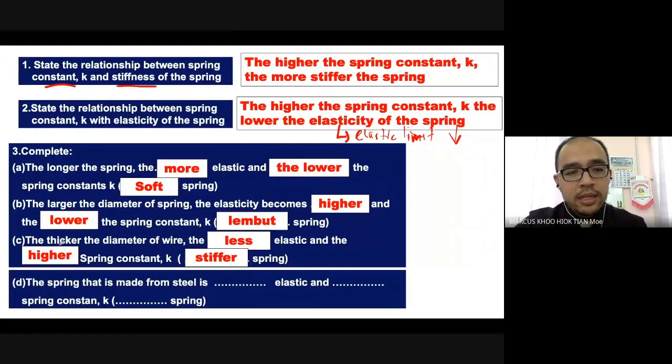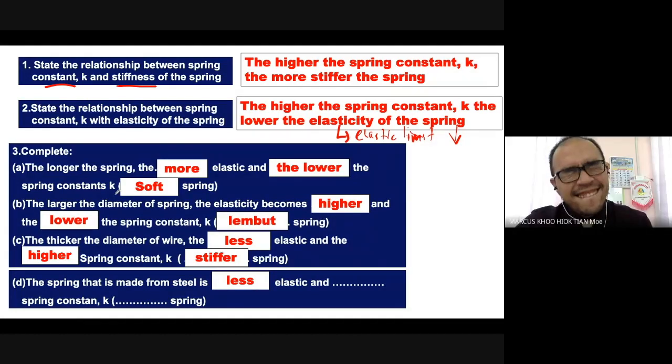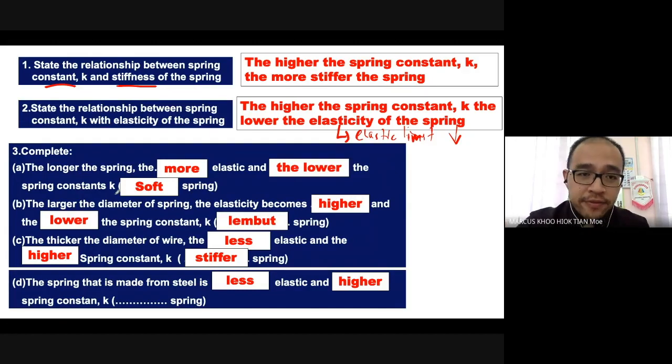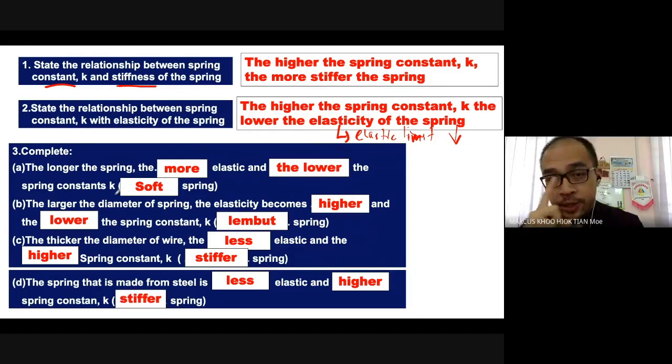Okay, lastly, the spring that is made from steel is less elastic, so it has a higher spring constant. So in terms of soft or stiff, is it a soft spring or a stiffer spring? Okay, it is a stiffer spring.